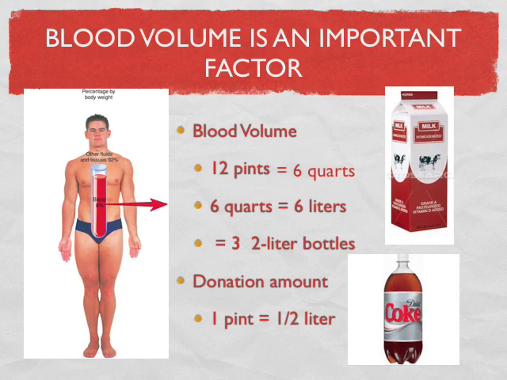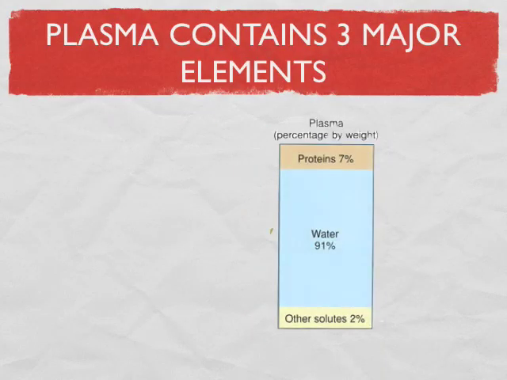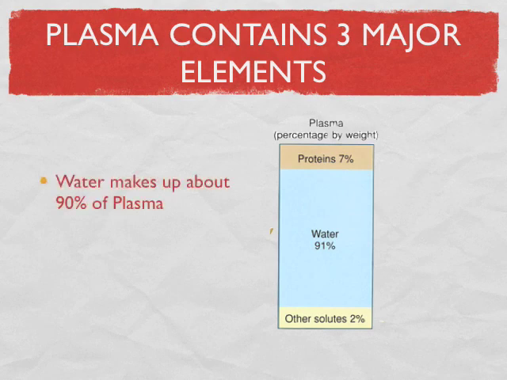So now let's go back to those 3 elements of the plasma. Now, of course, the plasma is mostly water. You can see from the diagram 91%. Some books say 92, some say 90, somewhere in there. I just like it to be simple, so I just want us to say, well, 90%, 10% is something else.